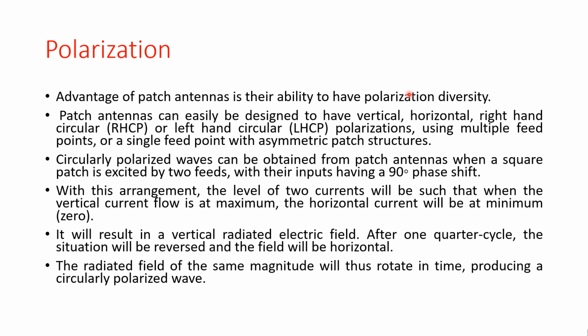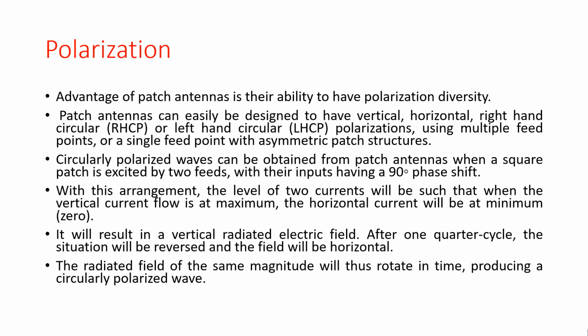Polarization is how the pattern basically will be. Patch antennas can be designed to have vertical, horizontal, right hand circular or left hand circular polarization by using multiple feeds or single point feeds. Depending upon what you want to achieve, if you want circular polarization, you can use a square patch which is excited by two feeds with the inputs having a 90-degree phase shift. The two currents will be such that the vertical current flow is at maximum and the horizontal current flow is at minimum, so you obtain circular polarization.